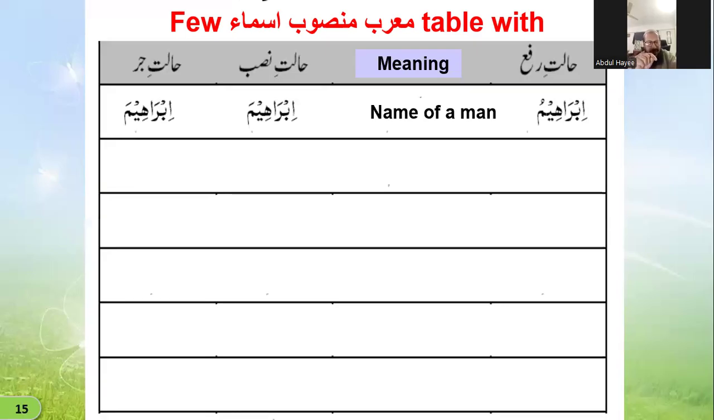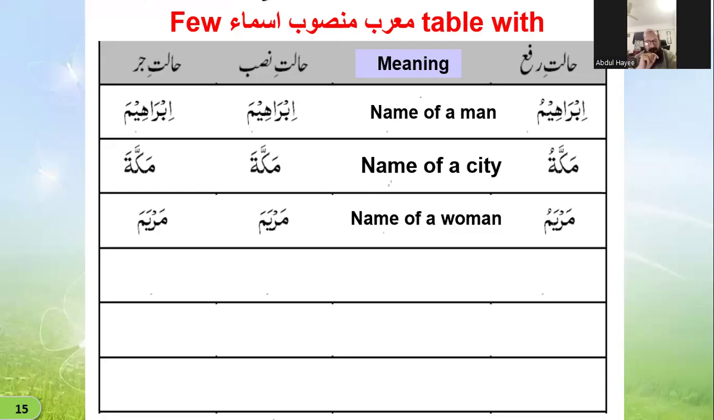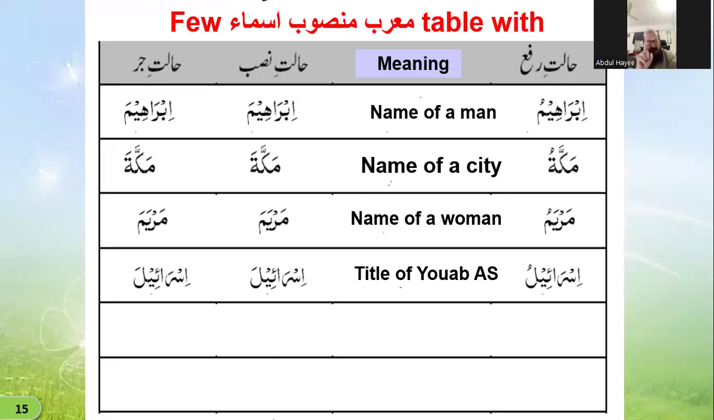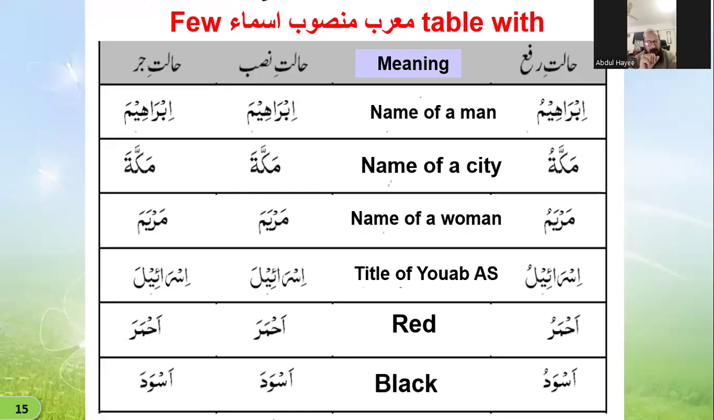Ibrahimu, Ibrahima, Ibrahima. They are moderate munsarif. They have only two states. They are called dicot. Makkatu, Makkata, Makkata, name of a city. Maryamu, Maryama, Maryama. Israelu, Israela, Israela. Ahmaru, Ahmara, Ahmara. Aswadu, Aswada, Aswada.